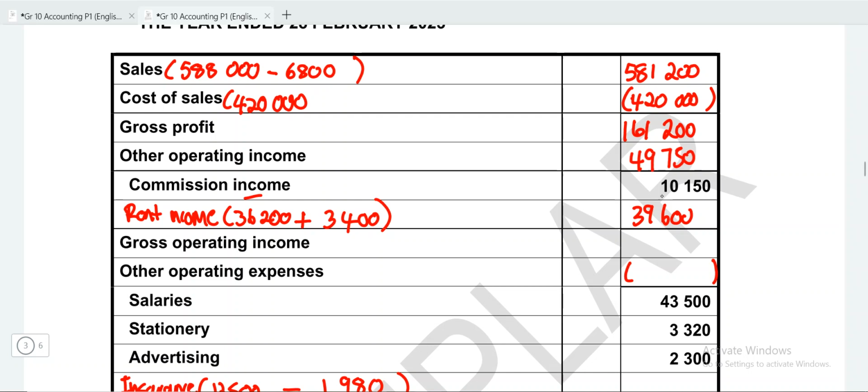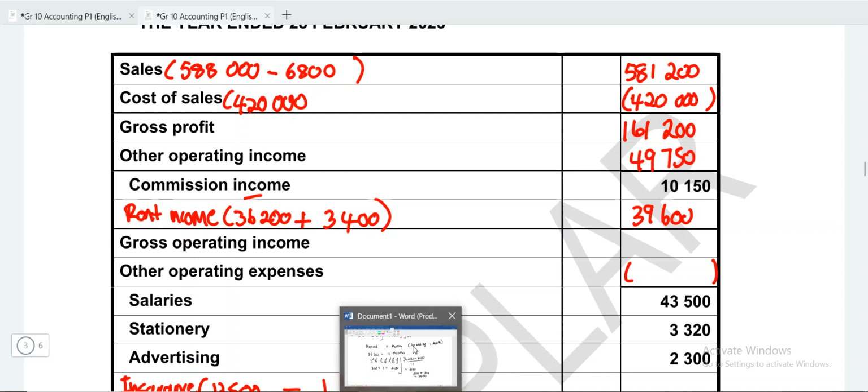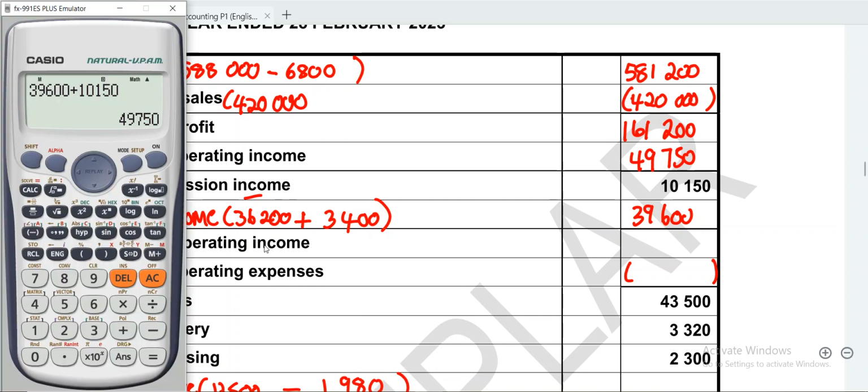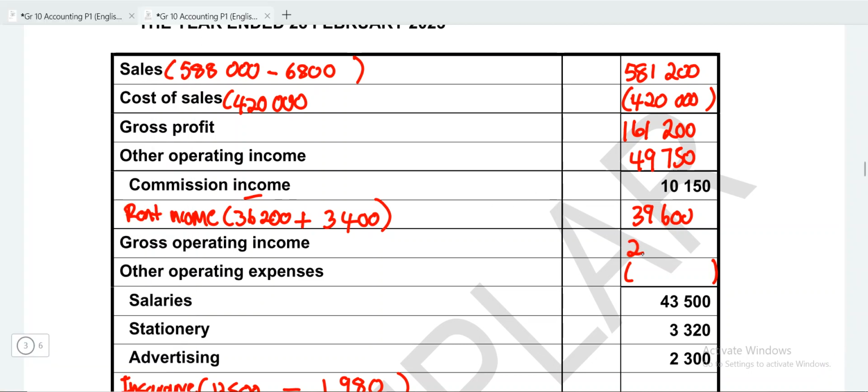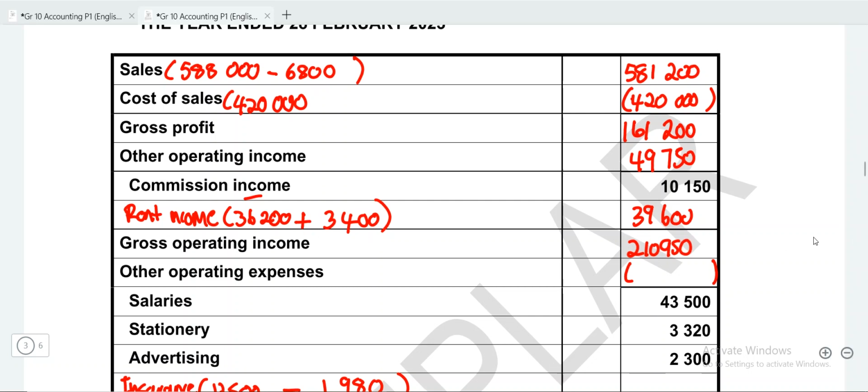49,750 here. Then our gross operating income will be the sum of the two, 161,200. So we take 161,200 plus our 49,750, and then it is giving us 210,950. Okay, then we are done with this part. So we go to our expenses.